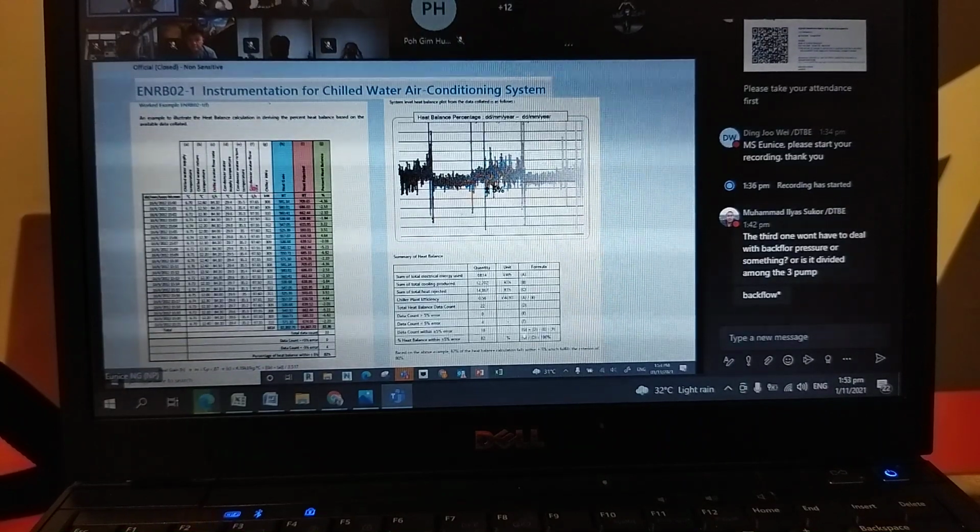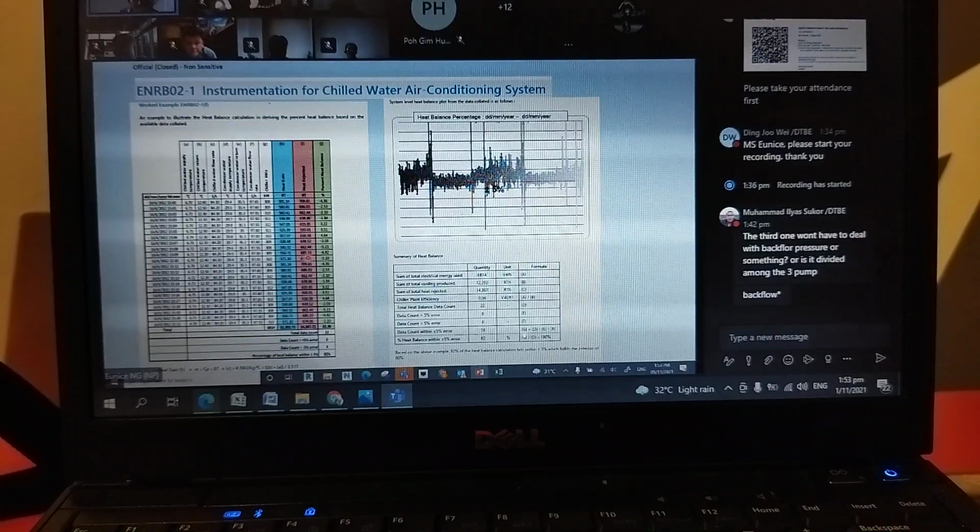The formula is Cp times Q times delta T. Cp is 4.19, Q is the flow rate, multiplied by the temperature difference. The reading is taken from 4.19 times 9.75 times the difference between these two temperatures. So these are all calculated, and you can see the heat balance, plus minus, plus minus.